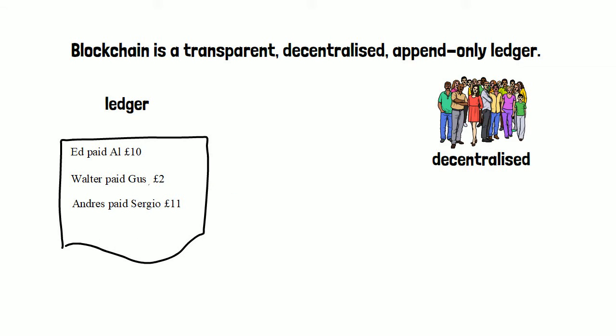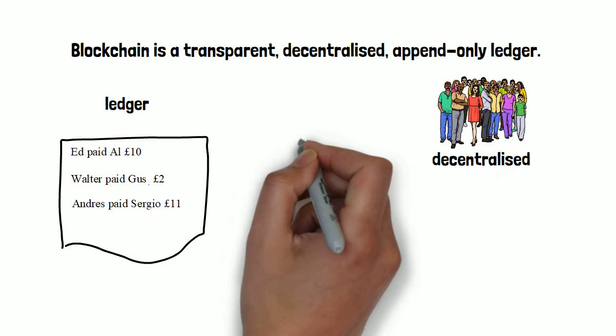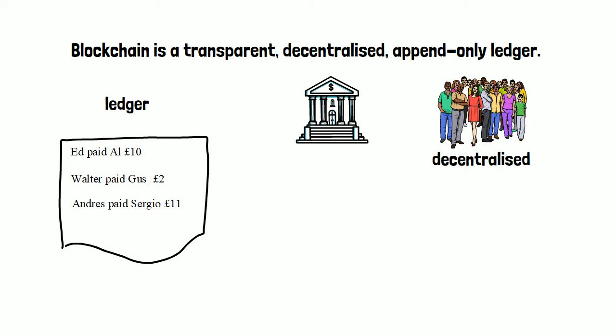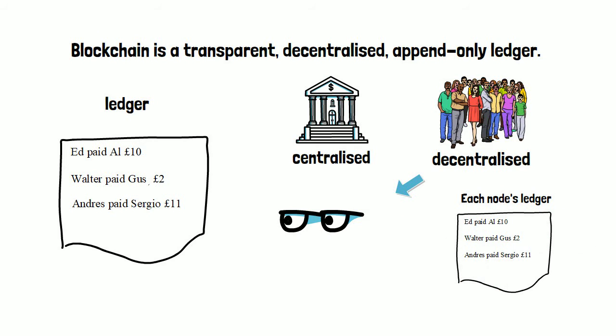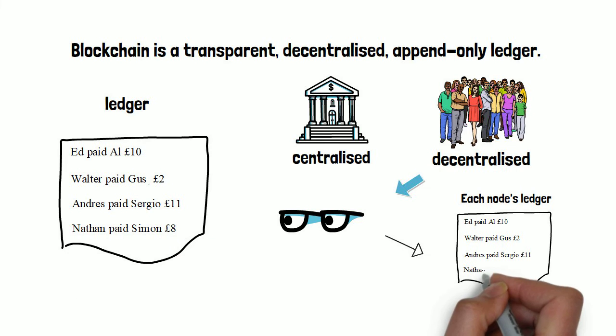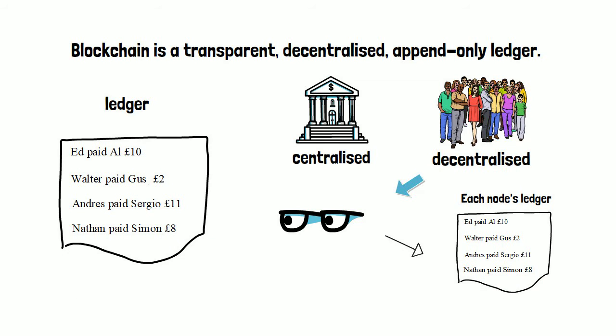Decentralised means that everyone has a copy of all transactions, the full ledger essentially. An example of a centralised system would be a bank, where only the bank has access to the full ledger. Transparent means that since everyone has the full ledger, everyone can see all the transactions, and all modifications to the ledger are recorded in real time.